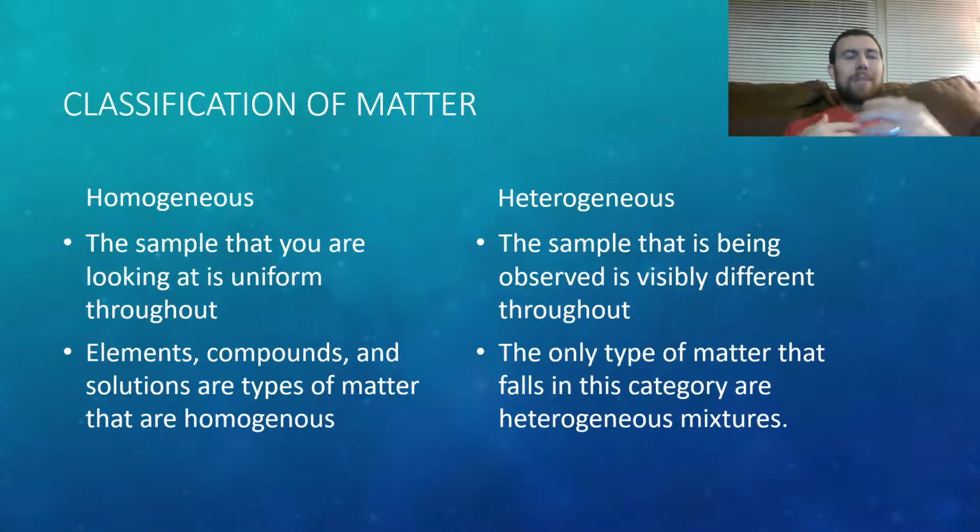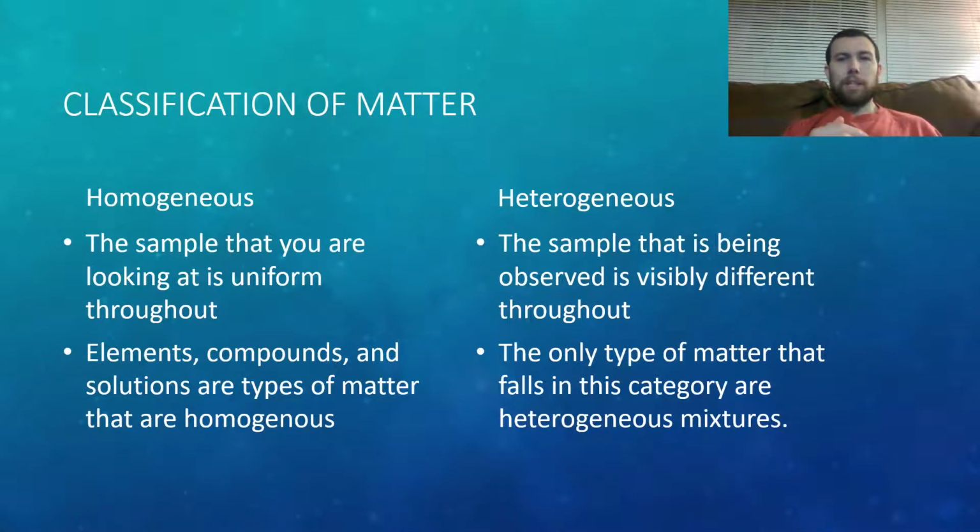And so some examples of matter that's going to be homogeneous would be elements, compounds, and solutions. Those are different types of matter that are going to be homogeneous. Now, I'm going to be giving more specific examples of each of these later on, so if you're still a little confused about homogeneous and heterogeneous, just hang in there. I'm going to get there.